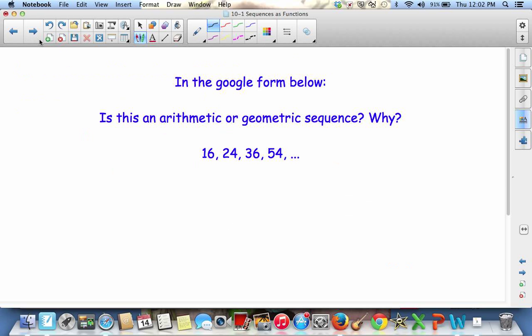So in this Google form below, is this an arithmetic or geometric sequence, and why? So look at these numbers here. Tell me which one it is, and then explain why. So you have 2 answers you have to give me.